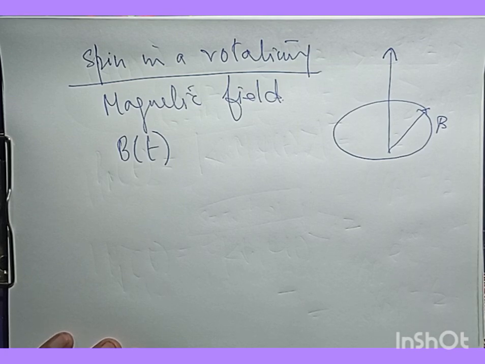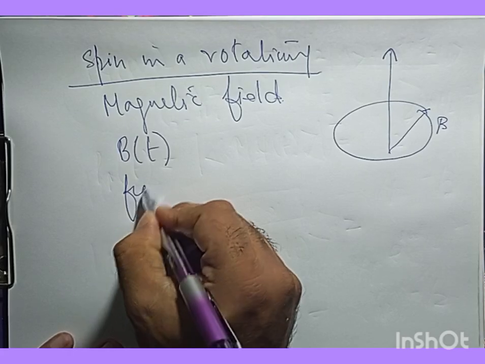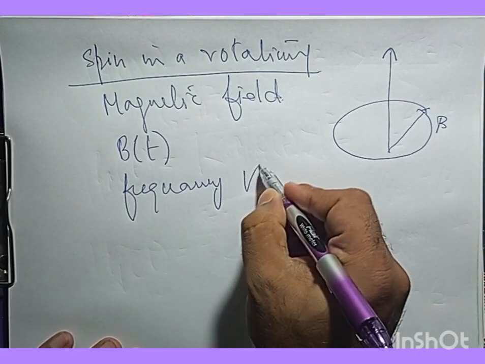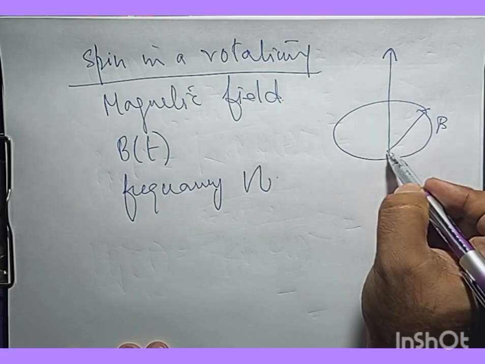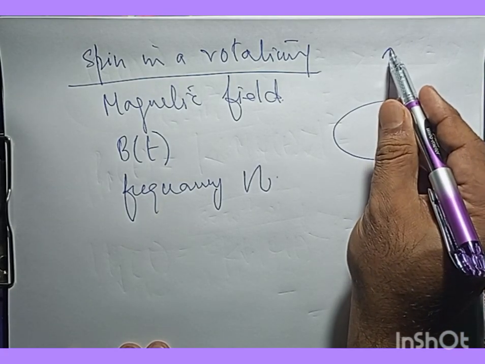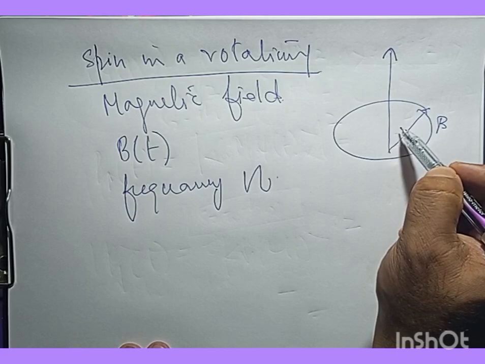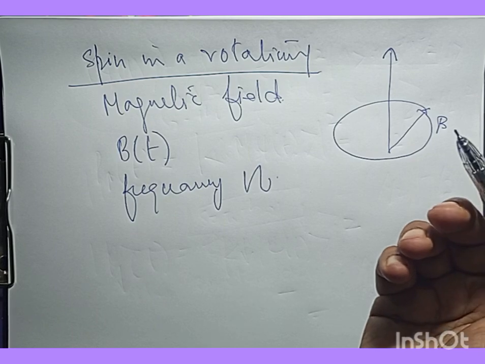It's a rotating magnetic field around the z-axis, and let us assume that it has a frequency. Its initial frequency is gamma. Now the electron's spin is aligned along the z direction. Now, what is the probability of finding the electron in the down state after some time, say after time equal to t?